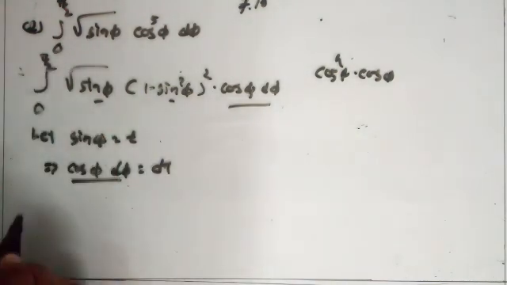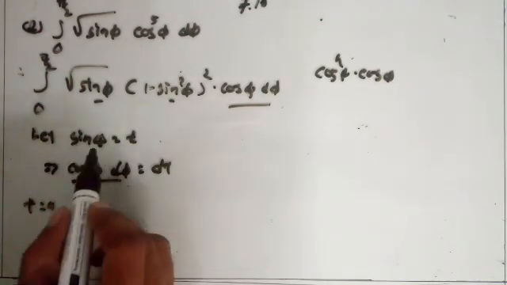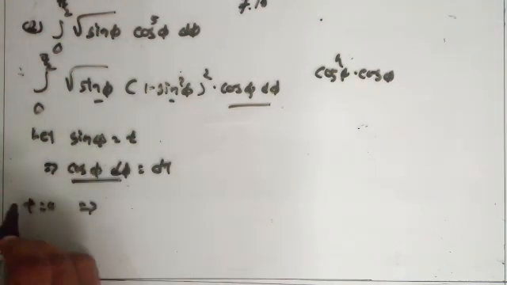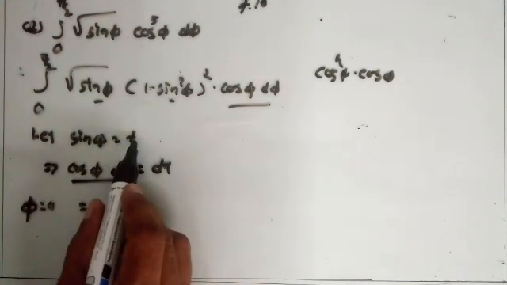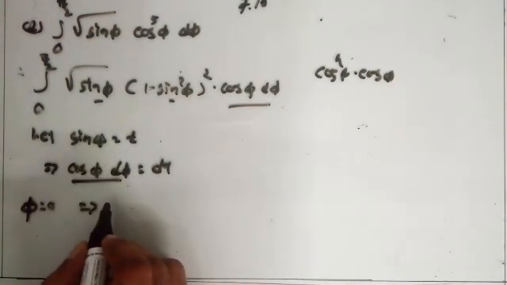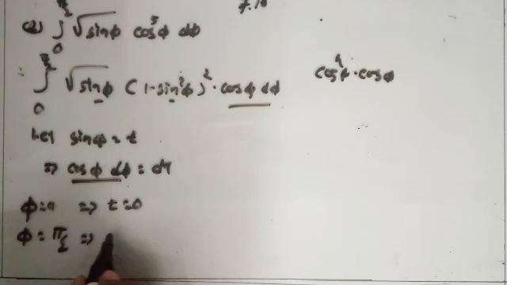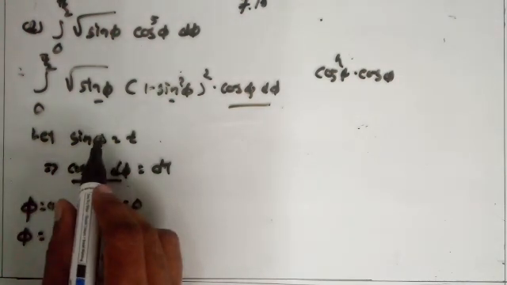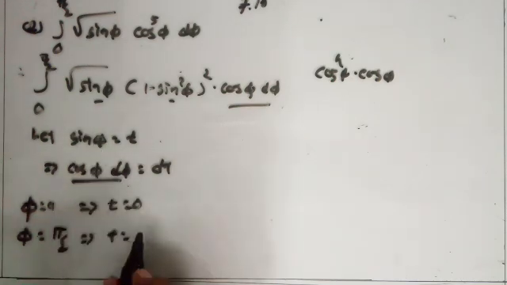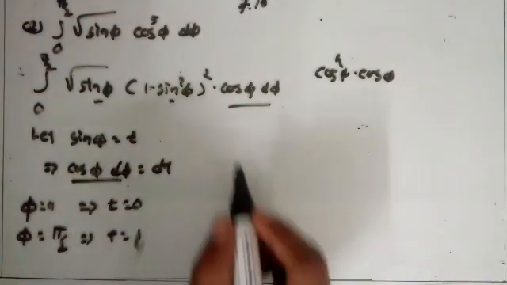Now change this limit. When phi is equal to 0, sin phi is equal to 0, that is t is equal to 0. And when phi is equal to pi by 2, sin pi by 2 is equal to 1, so t is equal to 1. Clear? So t is equal to 1.